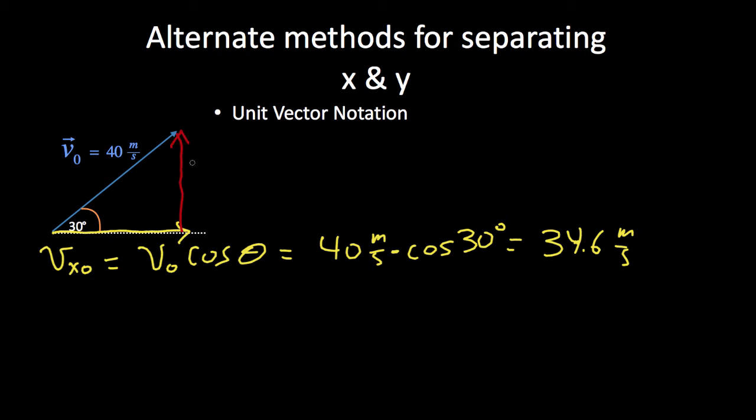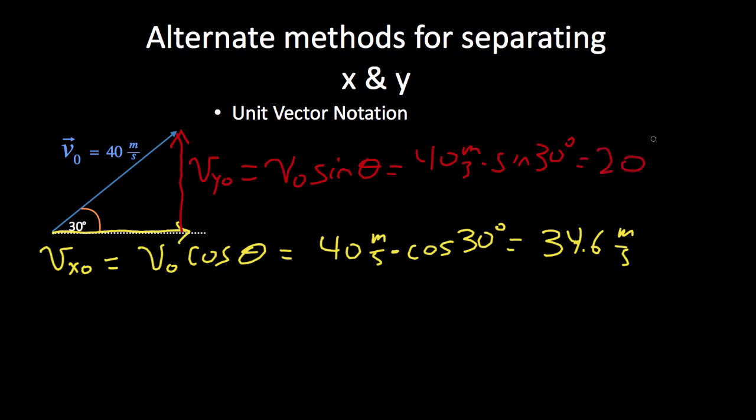And this is going to be Vy naught, and that'll be equal to V naught times sine of theta, or 40 meters per second times sine of 30, which I happen to know is 1/2. So this gives me 20 meters per second. So this is how you can separate the components, but how do we express this now that we have the components? Well, if you want to express it in unit vector notation, you'd have to say something like this.